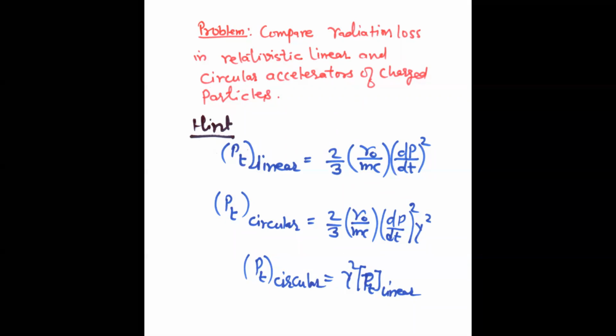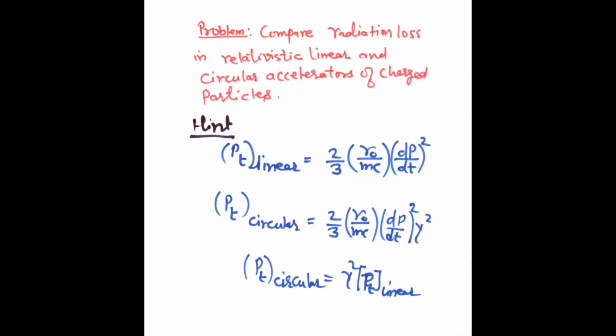Gamma is 1 upon root of 1 minus v square by c square. If you take velocity 0.8c, meaning 0.8 times c, so c square cancels, and 0.8 square becomes 0.64. So 1 minus 0.64 becomes 0.36, okay. Its root will be 0.6. So 1 upon 0.6 will be 1.66 something. So this is larger than 1. So the power loss in the circular accelerator is larger than the power loss in the linear accelerator.